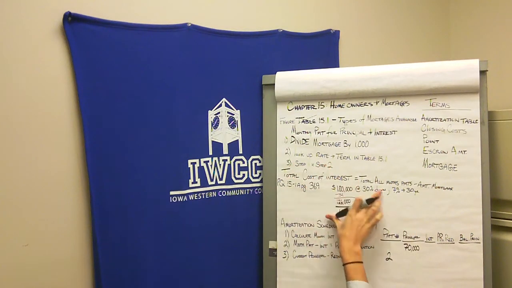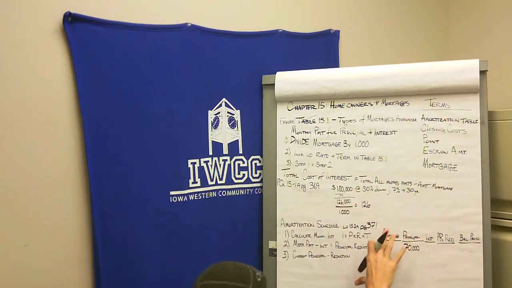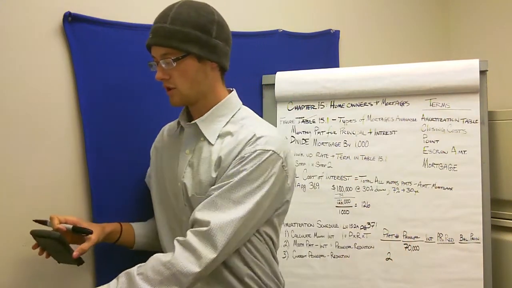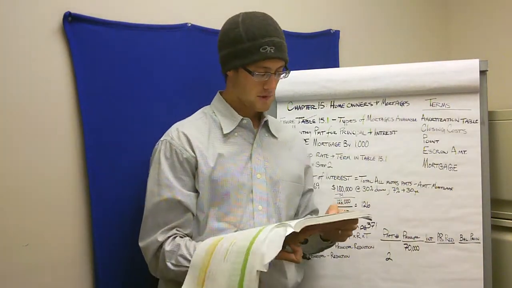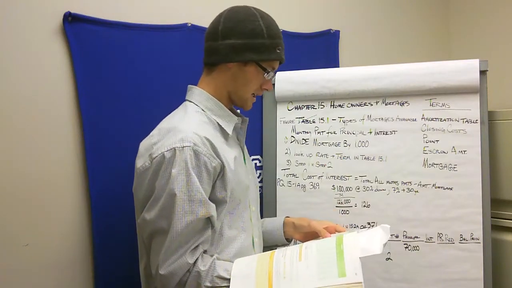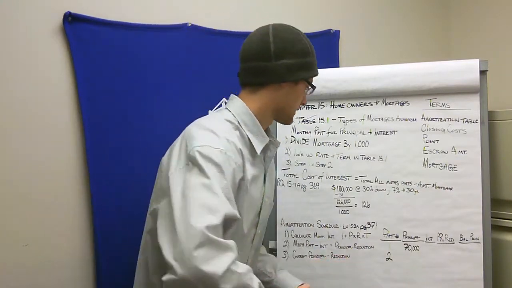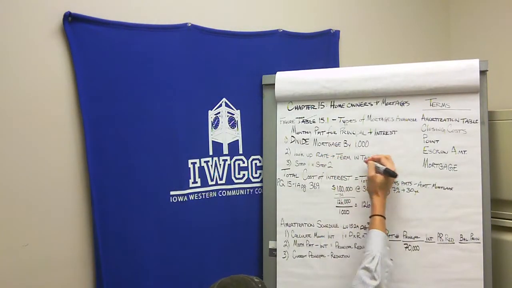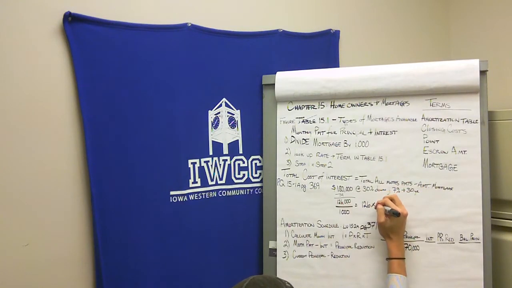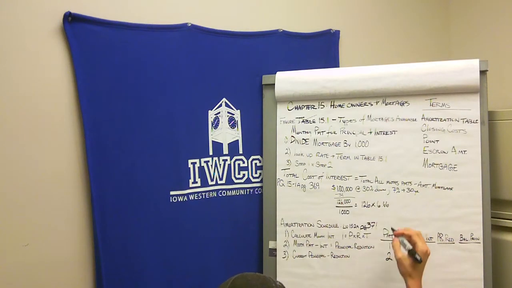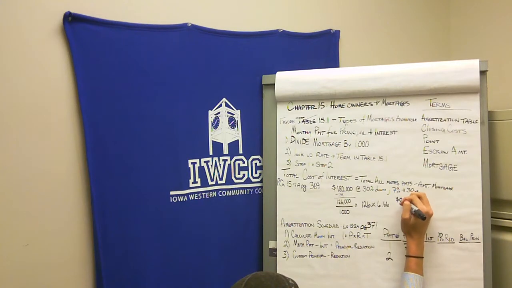Then I look up 7% interest, term 30 years, in Table 15.1. I've got the book right here. Where they meet, 30 and 7%, is 6.66. So I've got 6.66 as my lookup rate. I multiply these together, and $839.16 is going to be my monthly payment.